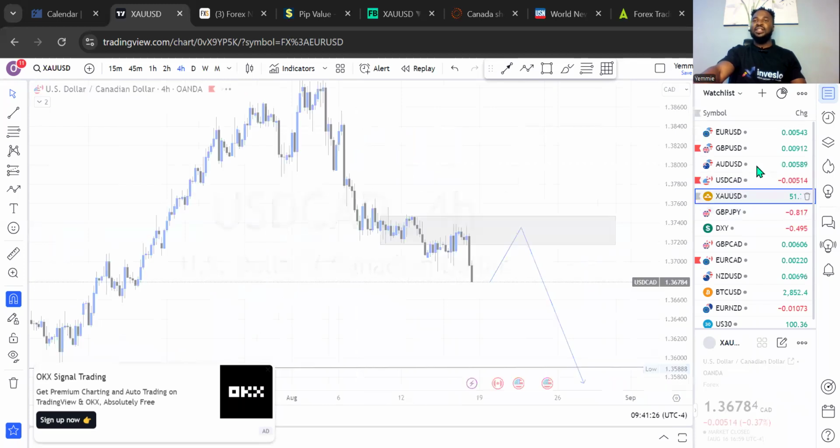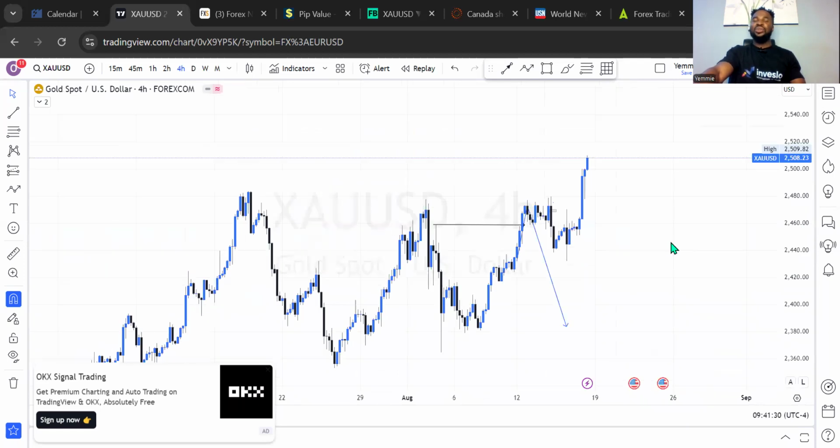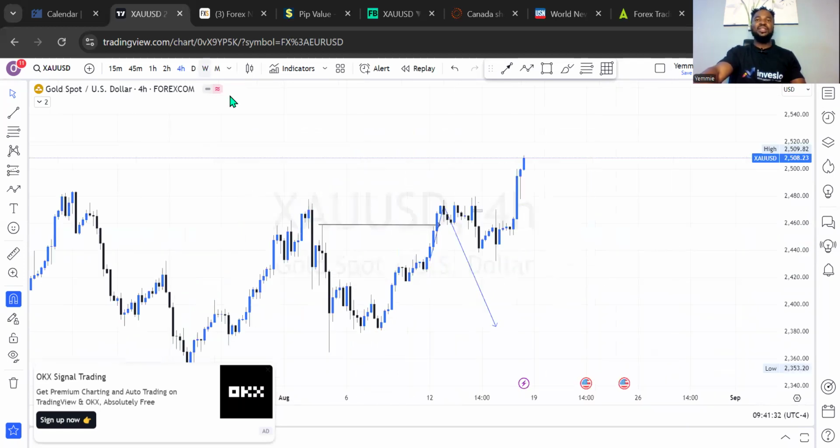Okay, the last and not the least, that is the Uncle Gold. Last week it was analyzed to be a bullish movement, and we saw how the market actually moved.